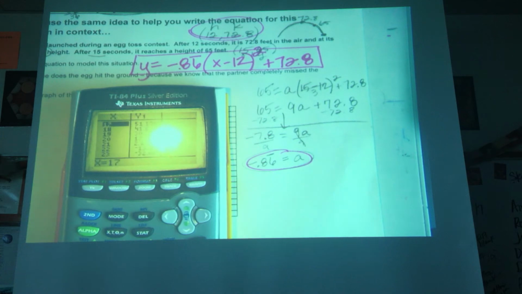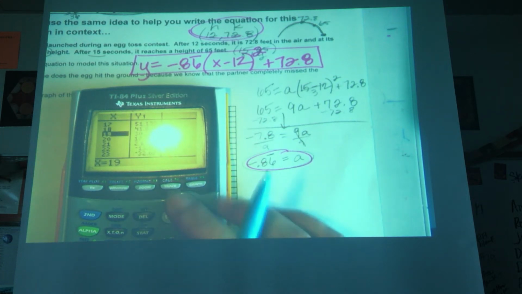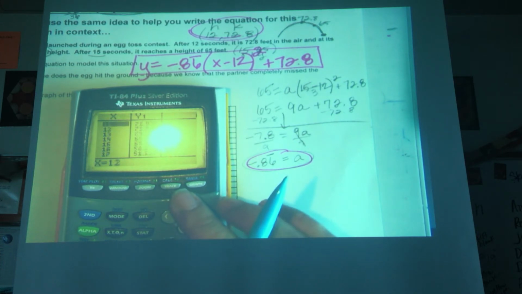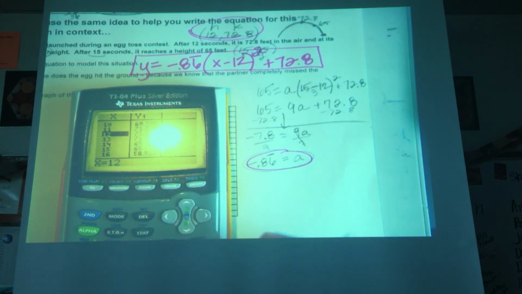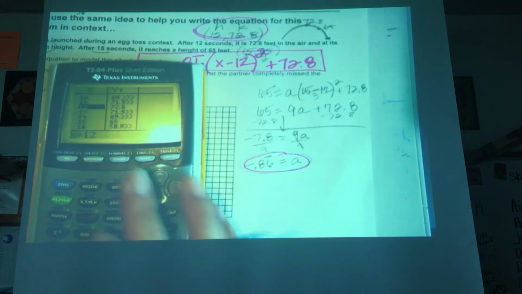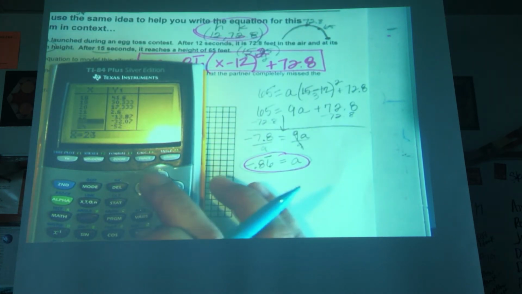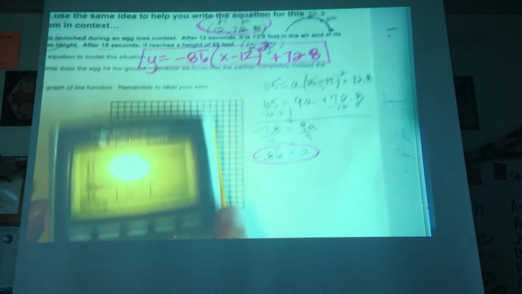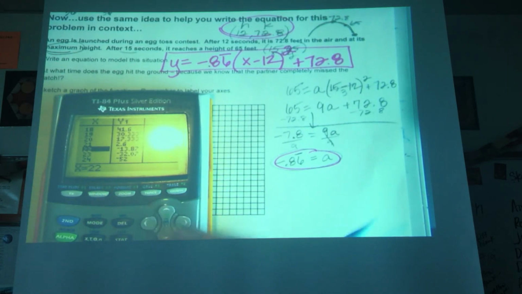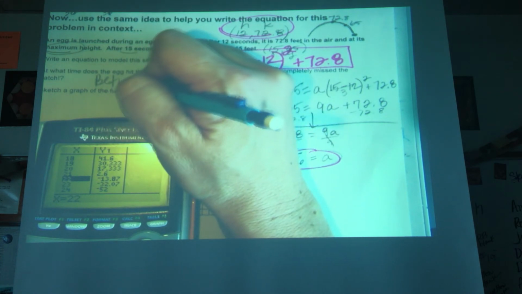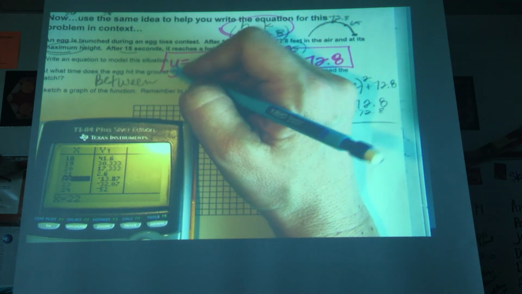When I look at a table of values here, let's see, here's my 15 seconds and 65 for sure. Here's my 72.8 as the vertex, what I had started out with in the beginning. And I want to know when this lands. What time did the egg hit the ground? The egg's going to come over and hit the ground somewhere between 21 and 22 seconds, because somewhere between 21 and 22 seconds is when we get that y value of 0 again.